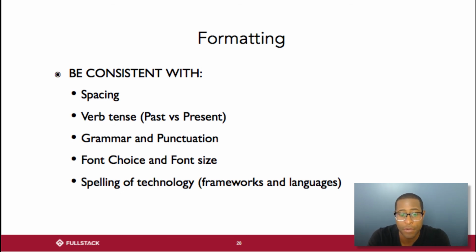So formatting, some things I want to touch on right quick is to make sure that you are very, very consistent with spacing and your verb tenses, past versus present tense. When in doubt, just always lean towards the past tense. Grammar and punctuation, that is very, very critical.